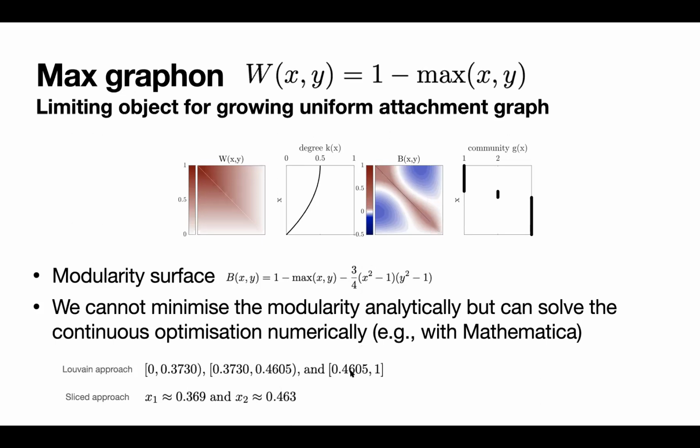Something I should also highlight is that, of course, you don't always know the number of communities, which we used for this sliced approach. However, if you introduce additional communities, for example here we tested up to 5, then the additional communities just collapse. So for example, if you had 3 and 4 as additional community borders, they would go to 0 and 1, essentially giving the same community structure.